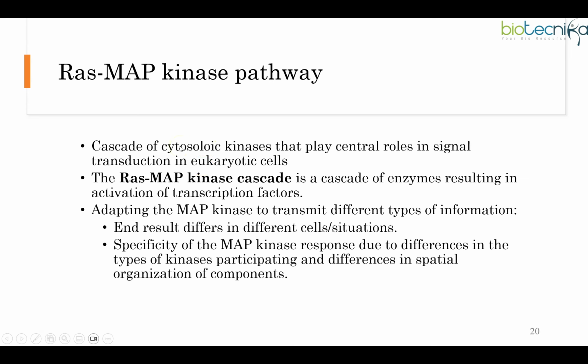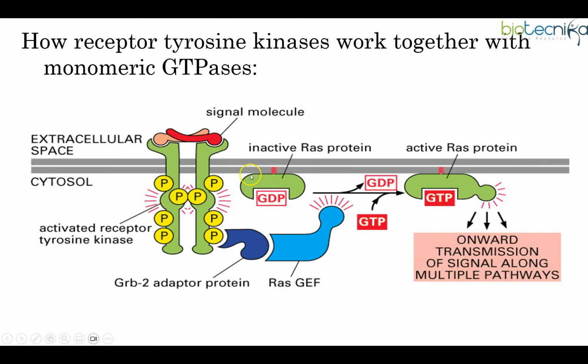I will just summarize this particular topic. It is a cascade of cytosolic kinases that play significant roles in signal transduction. The Ras-MAP kinase pathway is a cascade of enzymes resulting in activation of transcription factors. Okay. So whenever we have this receptor tyrosine kinase I was talking about, this is how the receptor tyrosine kinase phosphorylates itself upon binding of the signal, and in this case the phosphorylated receptor is bound by some other proteins. One of them is GRB, which is the adapter protein.